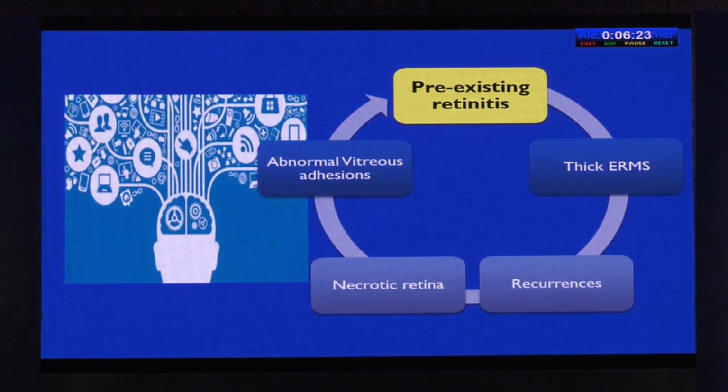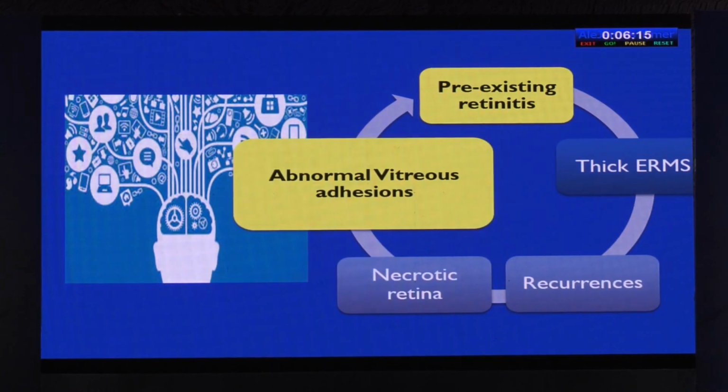Now, there are certain problems which are peculiar to uveitis cases. You have got a pre-existing retinitis, vitreous adhesions are abnormal and much thicker. You have got thick ERMs, and you need to handle them with care. So let me just go through a few videos which highlight what are these problems which we face when we encounter these things.